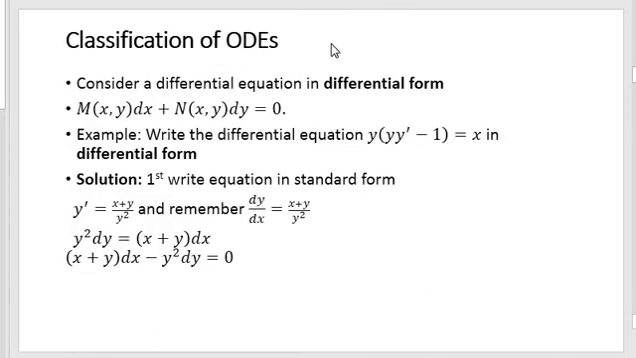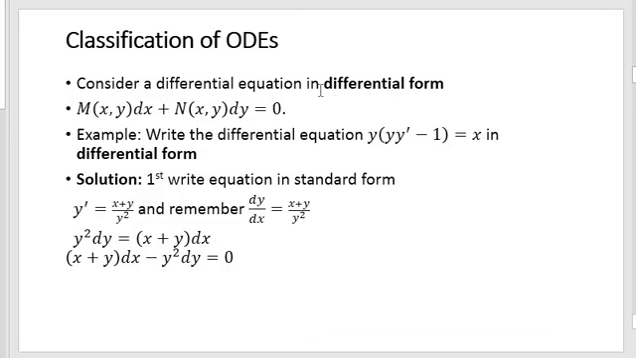Right, classification of ordinary differential equations. There are different types of ordinary differential equations, and we should be able to classify them. Why classify them? Being able to classify these differential equations will enable you to solve them, because if we can classify, then we are in a better position to determine which methods apply to which type of equation.